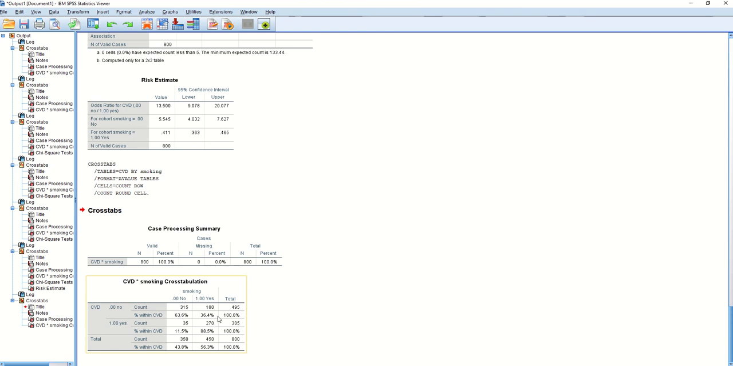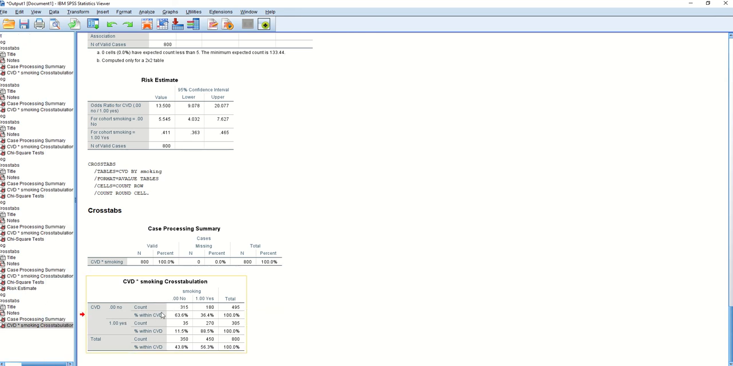So the 63.6 and the 36.4 add up to 100. The 63.6 represents the 315 over, and this is the percentage among those that do not have CVD. I may have said that the wrong way. Let me repeat. Among non-CVD patients, meaning those that are healthy, you have 36.4 smokers and 63.6 non-smokers. Among the patients with CVD, 88.5 are smokers and 11.5 are non-smokers.